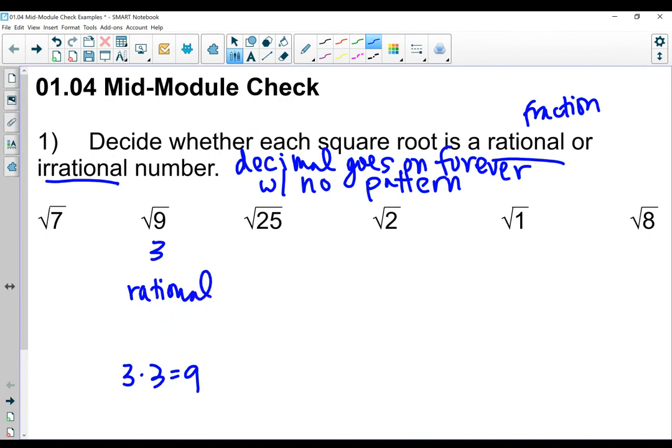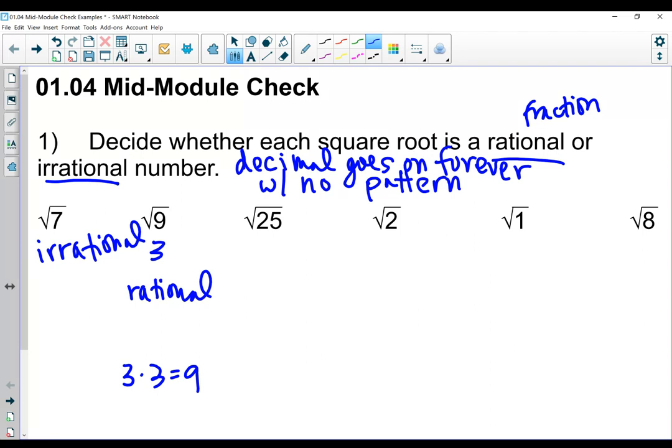But if I'm looking at something like the square root of 7, we could estimate that. The square root of 7 is going to be less than the square root of 9, so it'll be a little bit less than 3. But we don't know the exact value without doing some guessing and checking or without using a calculator. And so that's going to be irrational. You're welcome to do that on a calculator. If I take the square root of 7 on a calculator, I'm going to get a decimal that goes on and on forever and has no pattern.